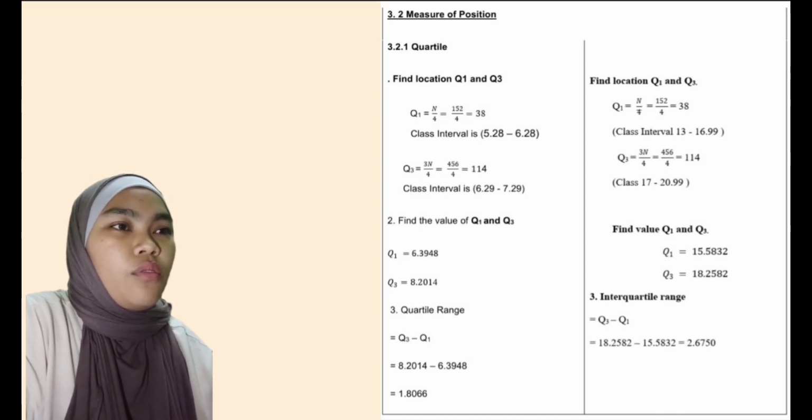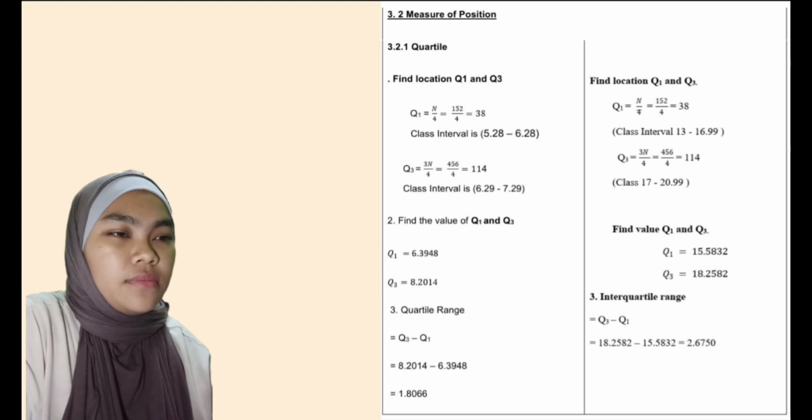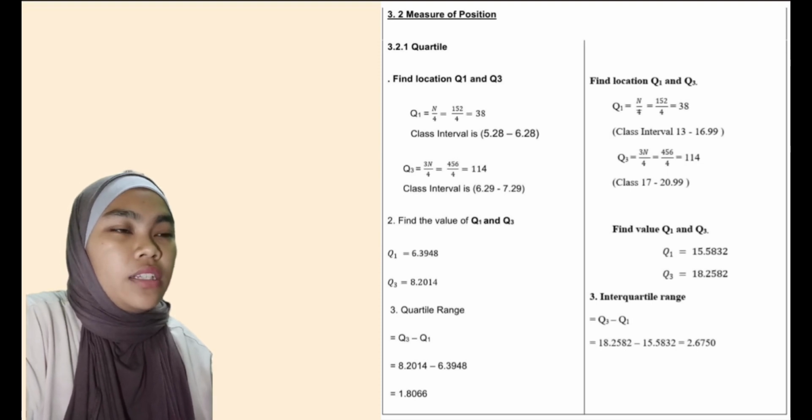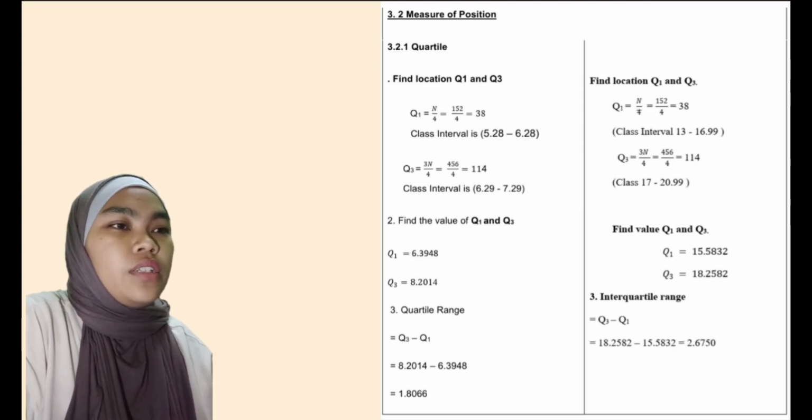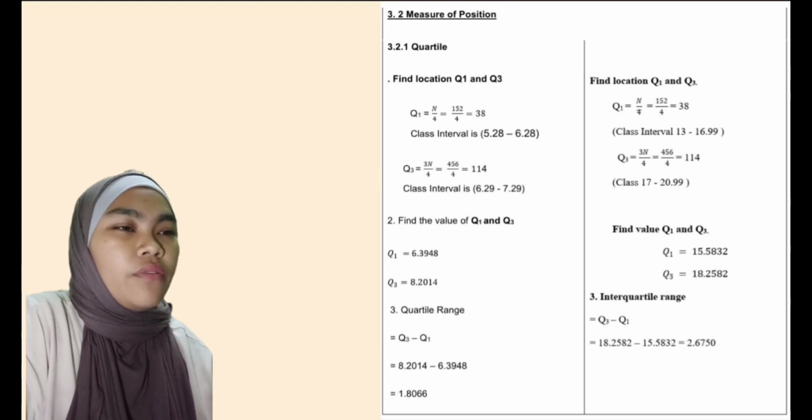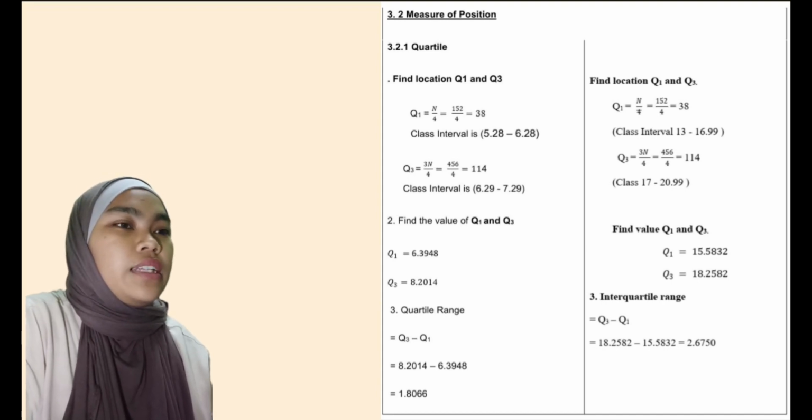Next, for measure of position, the calculation of quartiles. For the liter per hundred, quartile 1 position is 38 and quartile 3 position is 114. So quartile 1 is 6.3948 and quartile 3 is 8.2014. So the interquartile range, quartile 3 minus quartile 1, is 8.2014 minus 6.3948. So the calculation is 1.8066. Next, for the travel distance.